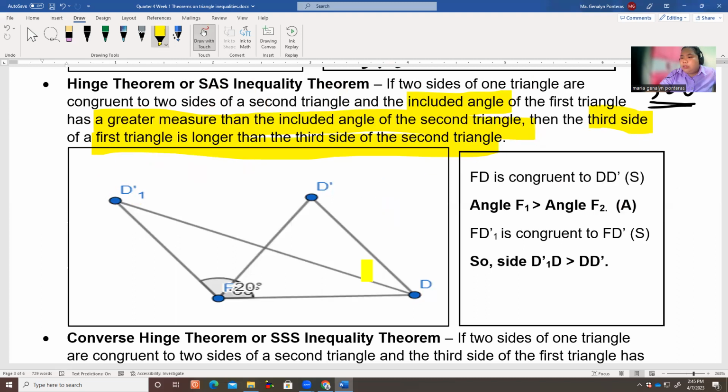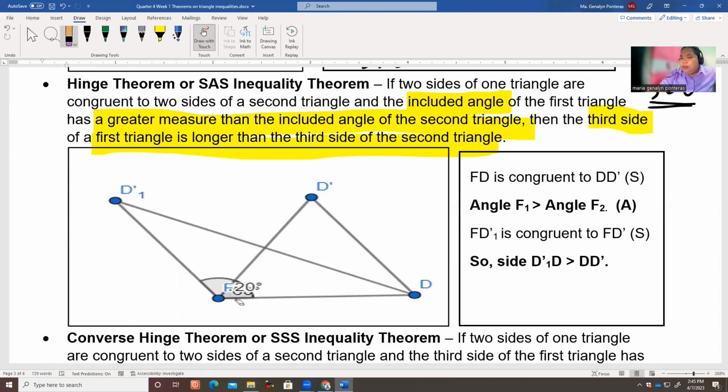And vice versa. Okay. So hindi lang siya applicable sa longer, sa greater. Minsan bumababa yung included angle, minsan mas malaki siya. Ayan. So let's have two scenarios. If the first angle is greater.